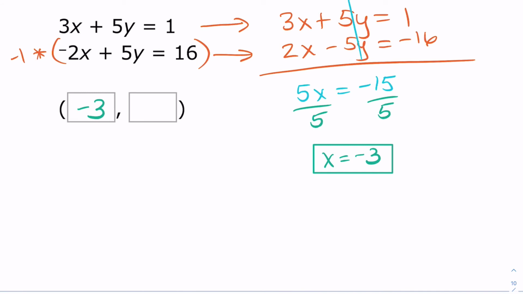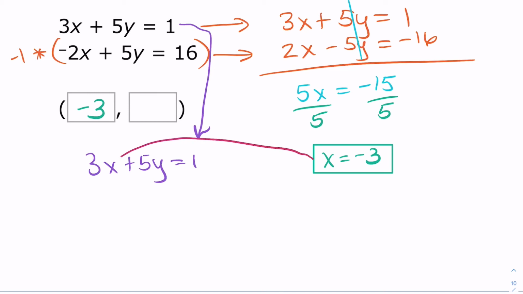And now I can take any line and I can solve for my y. So what I think I'm going to do is take line 1 because I didn't change it. 3x plus 5y equals 1. I'm running out of colors, wow. I pretty much use everything. Okay, I didn't use this one. Negative 3 is going to go in for x here. You know what? Let me erase this.